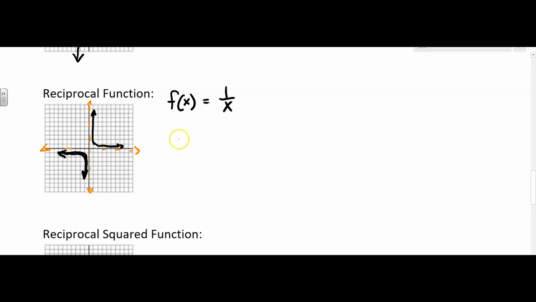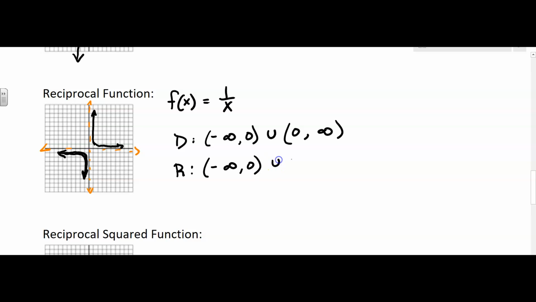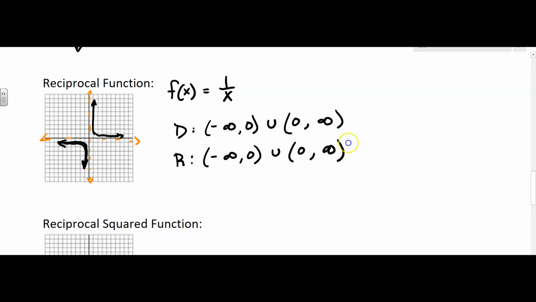And so the domain, well, let's think about the domain here. So what x values can I have? I can have all the x values except 0. So it's going to be from negative infinity to 0, don't include the 0, union, and then 0 to infinity. What about the range? Well, if you look at the range, it's going to be the same thing. We can have any output, except we can't have 0. So the range is actually going to be the same thing, from negative infinity to 0, union, 0 to infinity. All right.